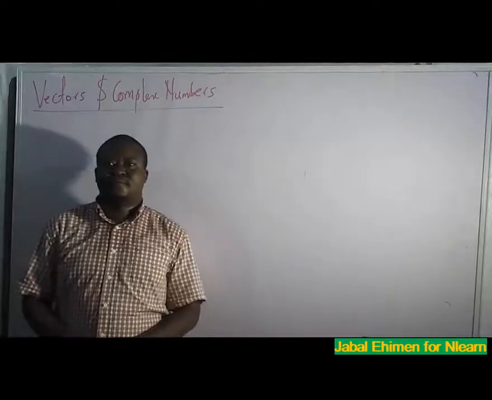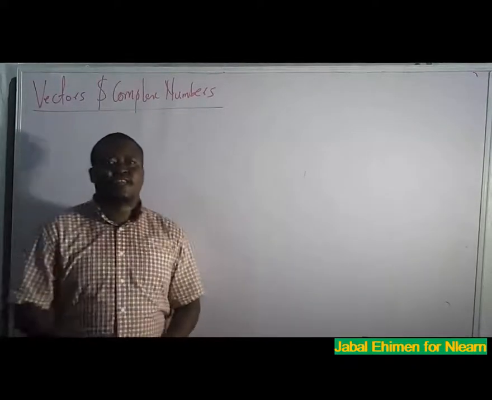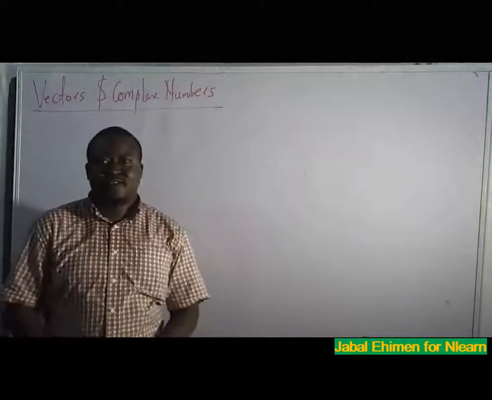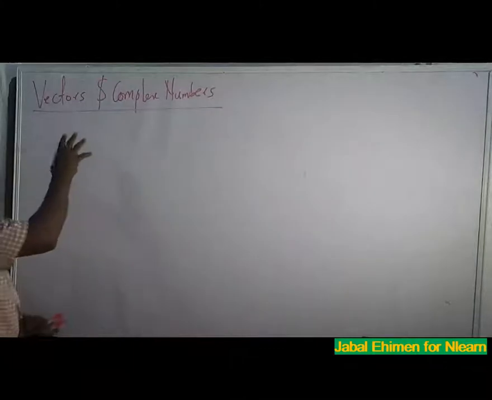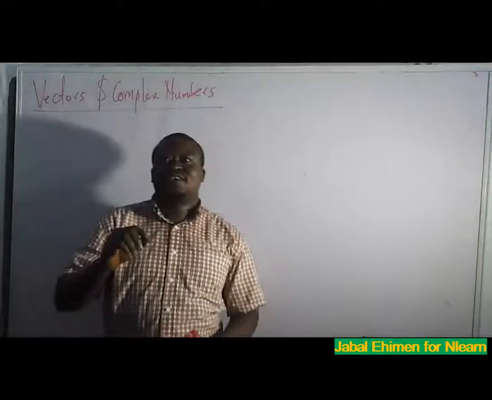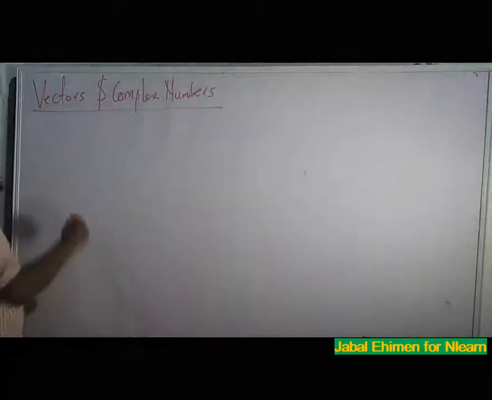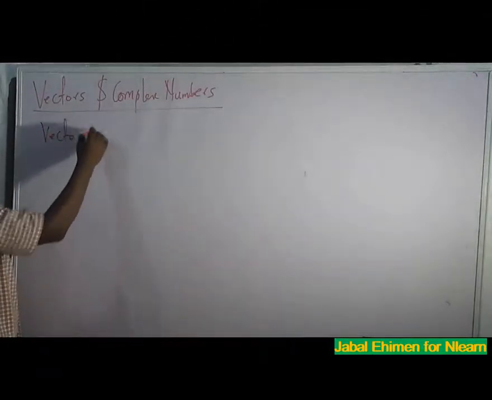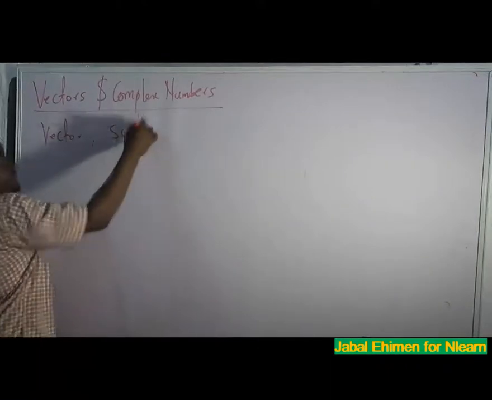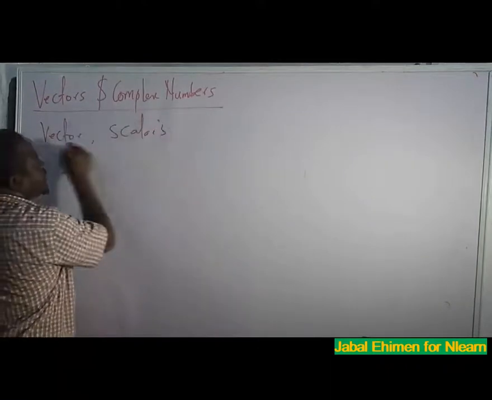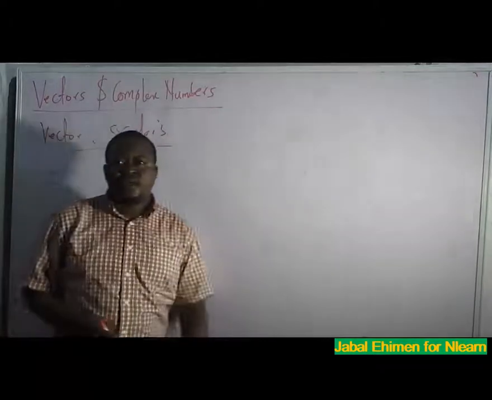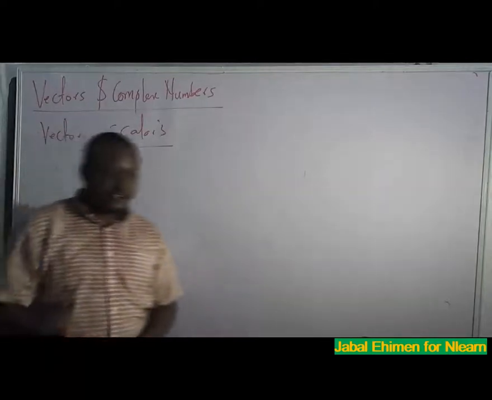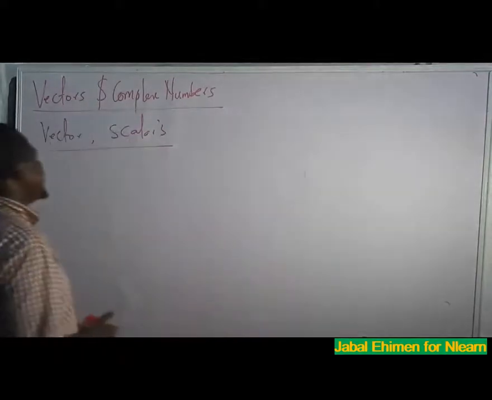Now, back to the class. We're talking about vectors and complex numbers. We'll start with vectors, but you understand that vectors have a twin called scalars. A quantity can either be a vector or a scalar.